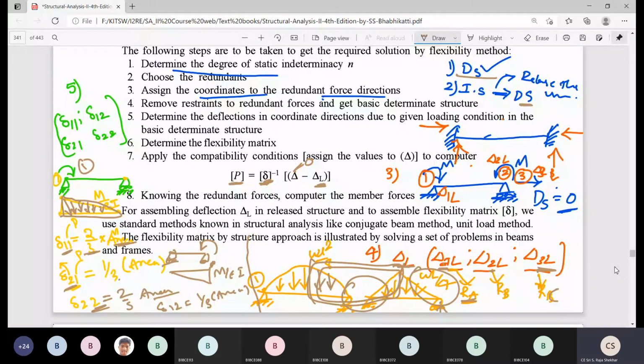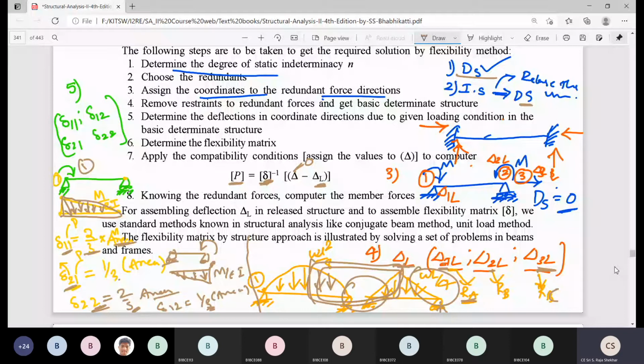Similarly, delta 22 can be calculated by applying a unit force in coordinate direction 2. Because of the application of the force, we need to draw the bending moment diagram. Now this will be considered as a load, and we need to calculate delta 22. Delta 22 will be equal to the area of this M by EI diagram multiplied by 2 by 3. Delta 12 will be equal to the area of this M by EI diagram multiplied by 1 by 3. Like that, we calculate the flexibility matrix.